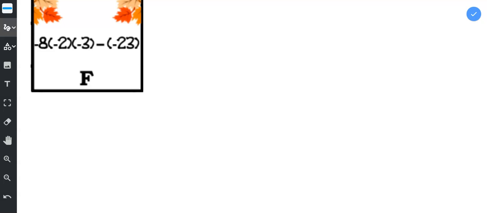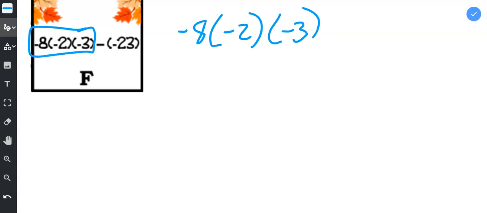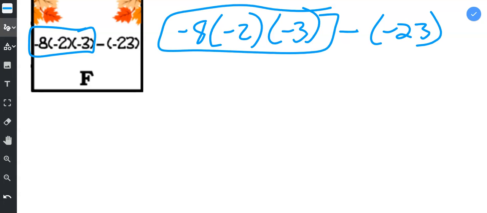We are still working on level 3. This is problem F. And I notice in the problem that we have multiplication and we also have the subtraction of negative 23. According to the order of operations, we have to start by working on the multiplication. We have to complete all of the multiplication before we can move on to the subtraction.